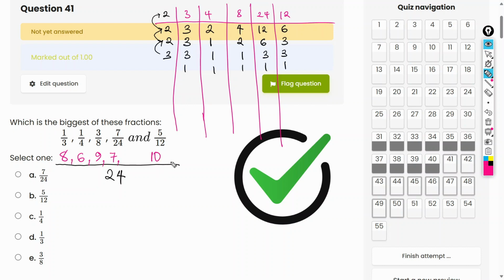It appears that the biggest of them has the number 10. And that's 5 out of 12. Because this is 10 out of 24, 7 out of 24, 9 out of 24, 6 out of 24, 8 out of 24. Obviously, 10 is bigger. So 5 out of 12.